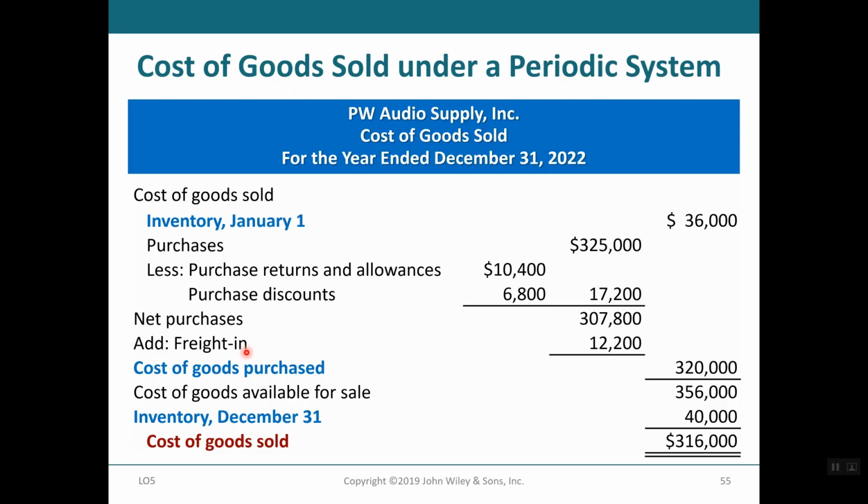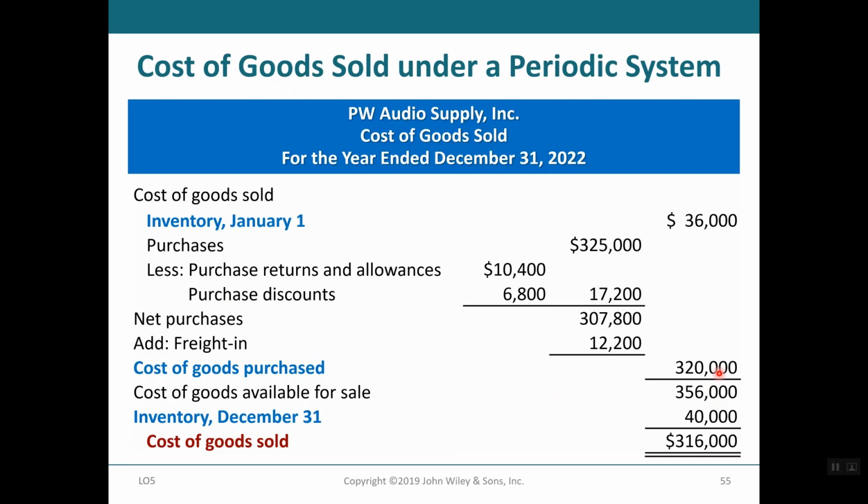Right, then we added our freight in, and I told you again that this is different from what it was when we had the perpetual, whereby in the perpetual we added it to what? The inventory. In the case of the periodic, it's added in as freight in. It's going to be a freight in account. Okay, and that gives us the cost of goods purchased.